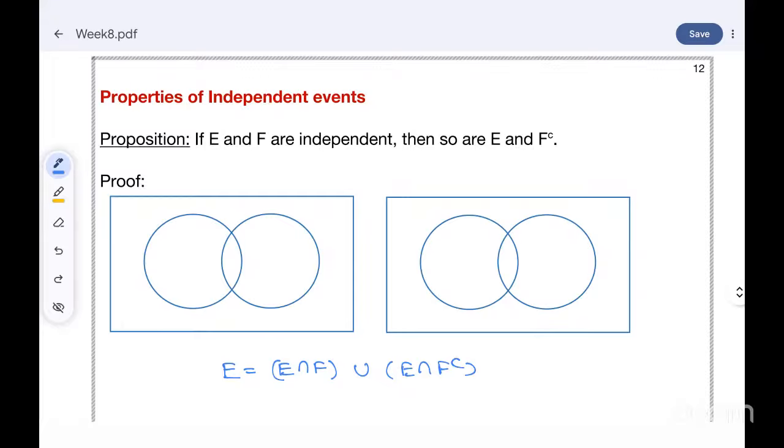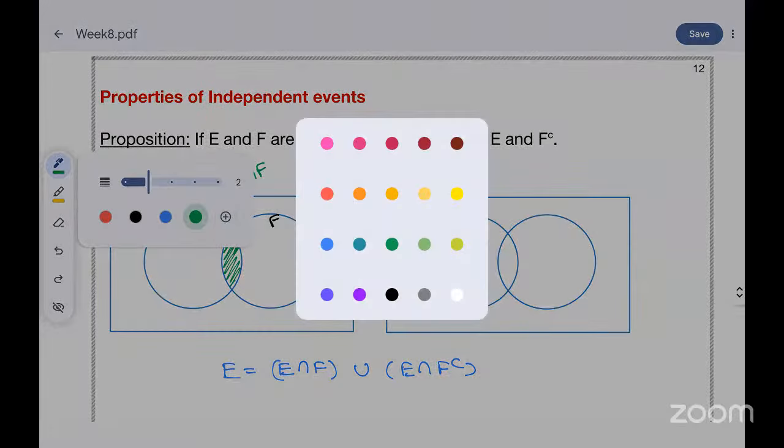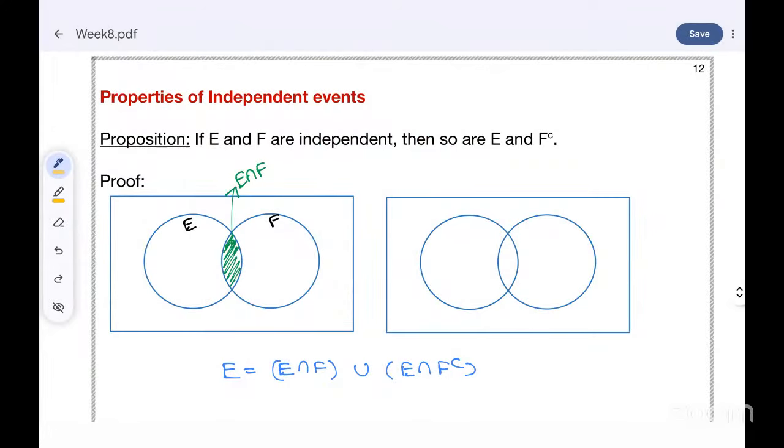Why is that so? Suppose this is your E and this is your F. Now what is E intersection F? Your E intersection F is this region. Now what is E intersection F complement? All this together is E intersection.